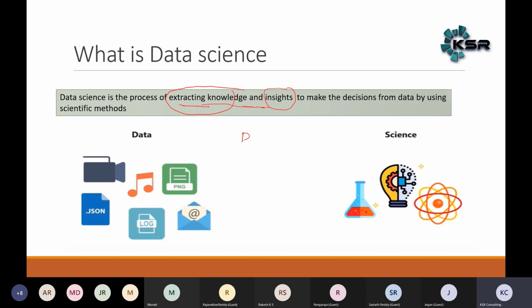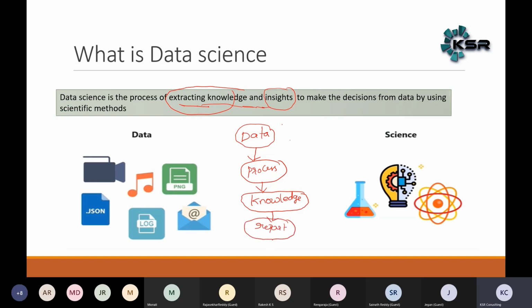So simple. You have data, any kind of data, structured data or unstructured data. From the data, what are we going to get? When you process the data, you will get knowledge. When you are digging into the data more and more, you will get knowledge. Based on knowledge, you can make a report or insight. The other name for insight is also report. From the report, management can make the decision.